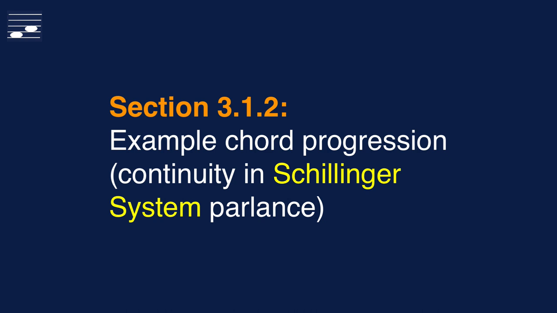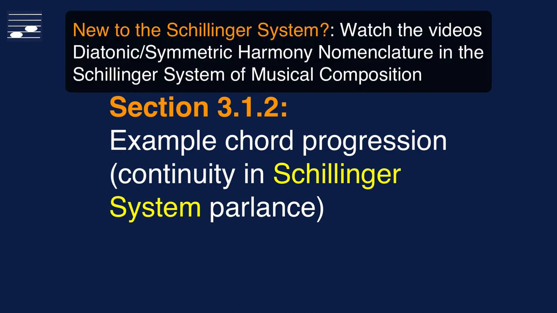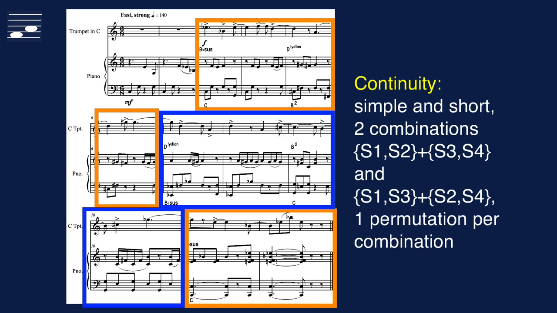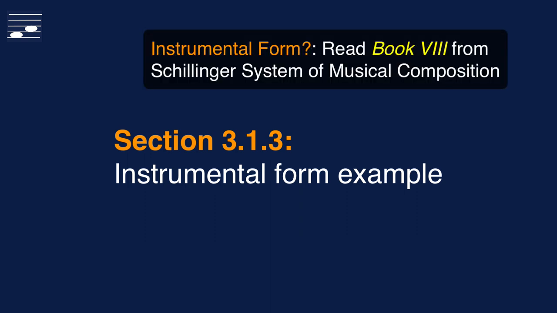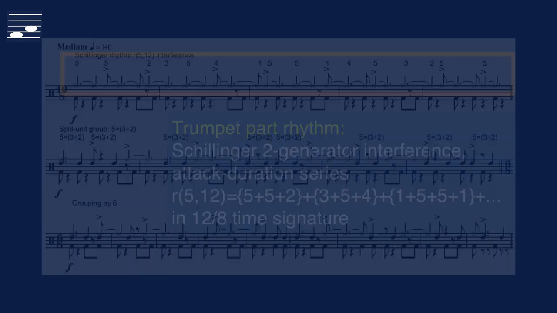We'll create a chord progression from these highly dissonant polychords, or, as Schillinger calls it, a chord structure continuity. The first example is a short phrase that uses two pairwise triad combinations and one stacking permutation per combination. For this polychord progression, we design what's called an instrumental form, the next step towards real music, in this case a chamber music phrase for trumpet and piano.